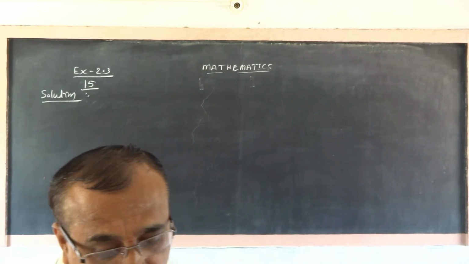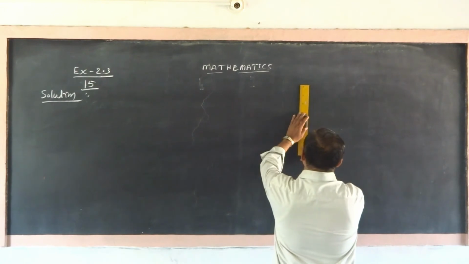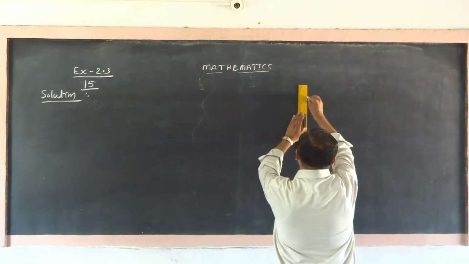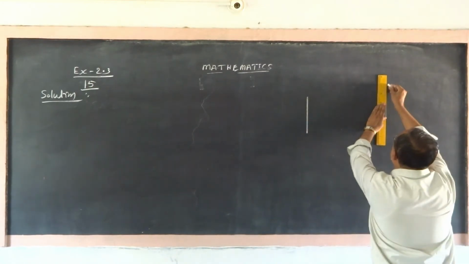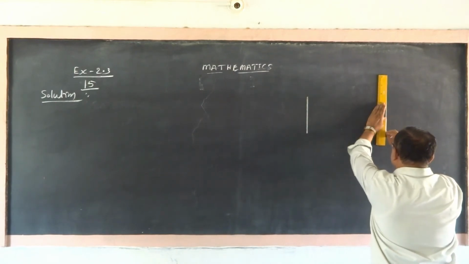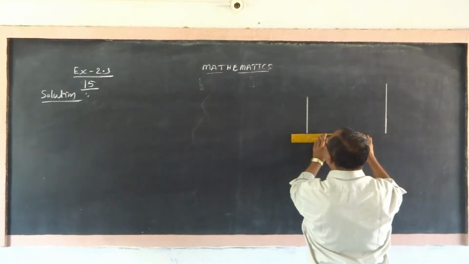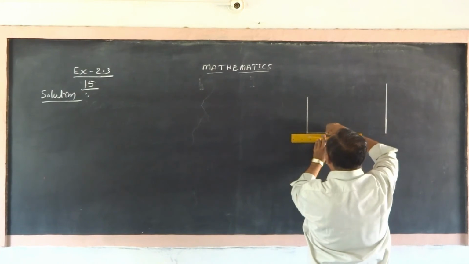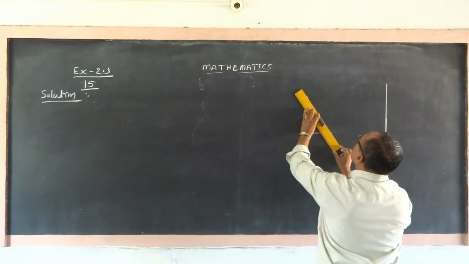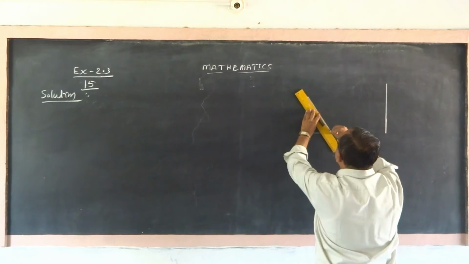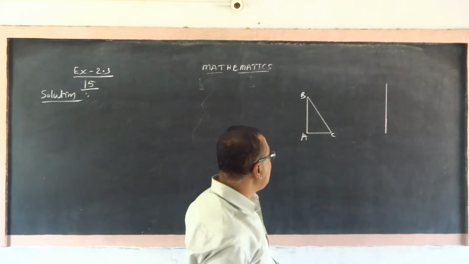Take a vertical pole, and this is the tower. Now the vertical pole casts a shadow like this. Join this, and it forms a triangle. AB is a vertical pole and it casts a shadow AC.